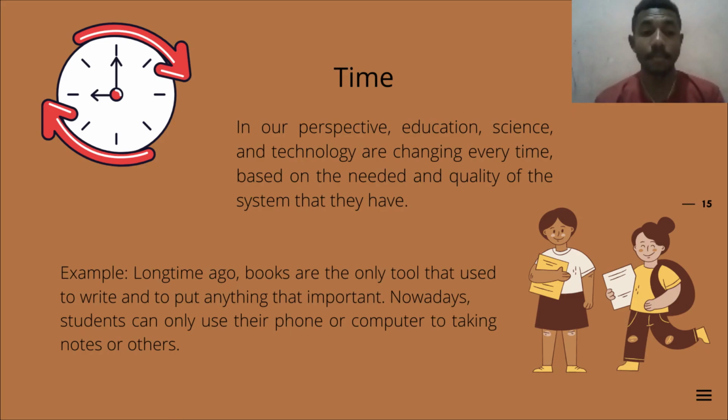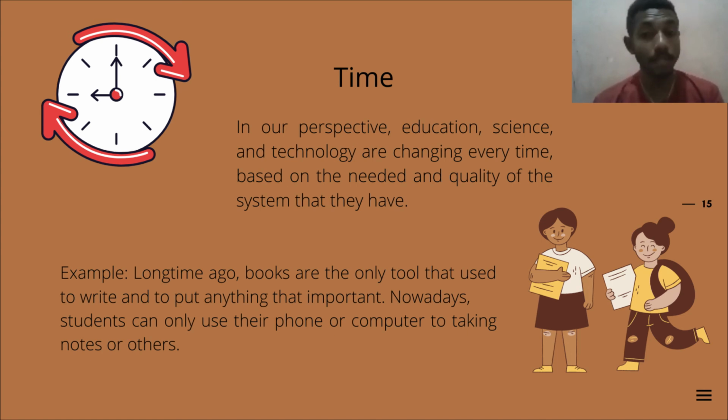First, time. In our perspective, education, science, and technology are changing all the time based on the needs and quality of the system that they have. For example, a long time ago, books were the only things used to write down anything important. But nowadays, students can just use their phone or computer to take notes or other things.